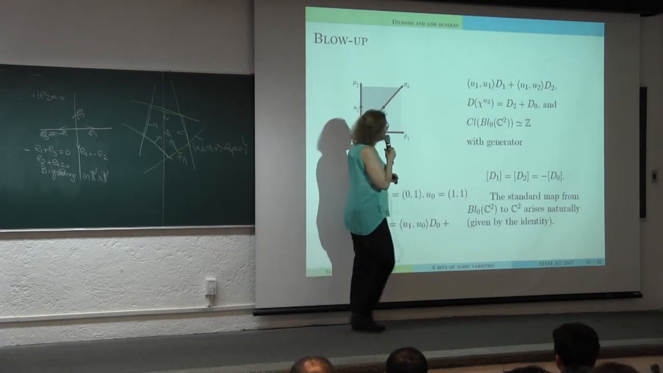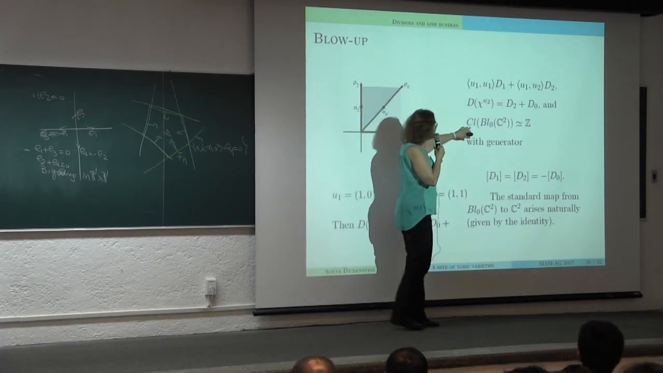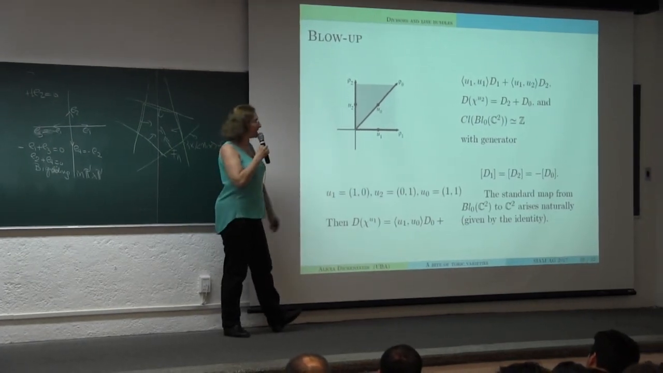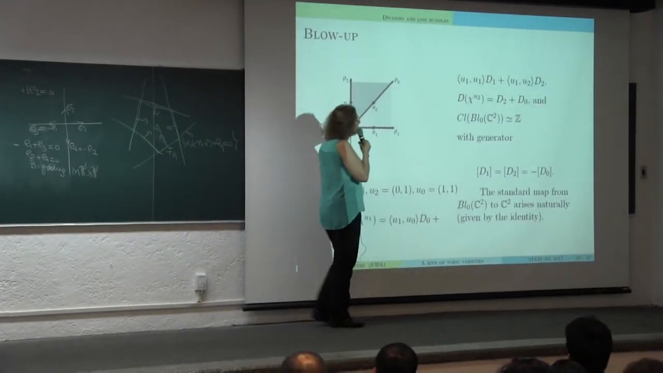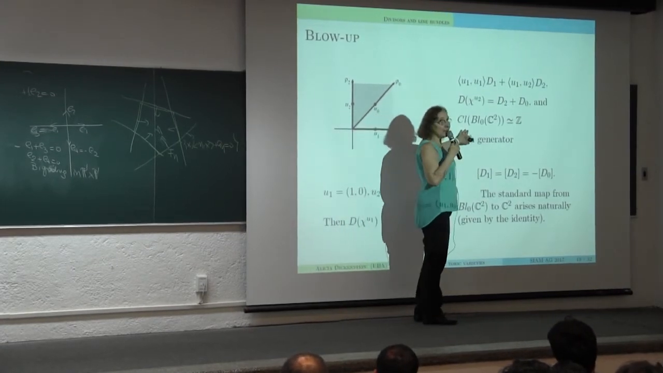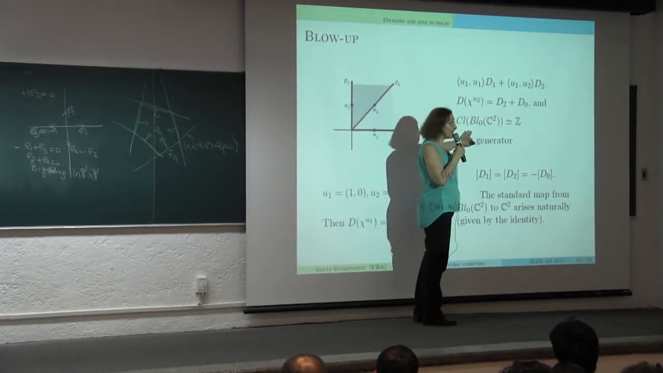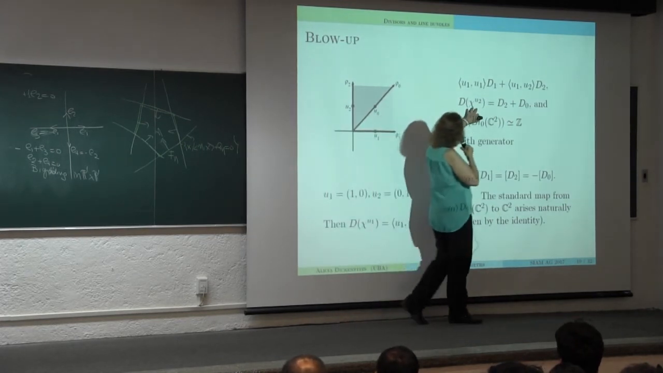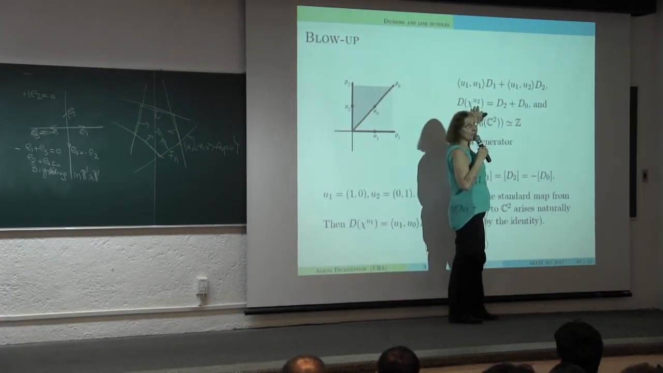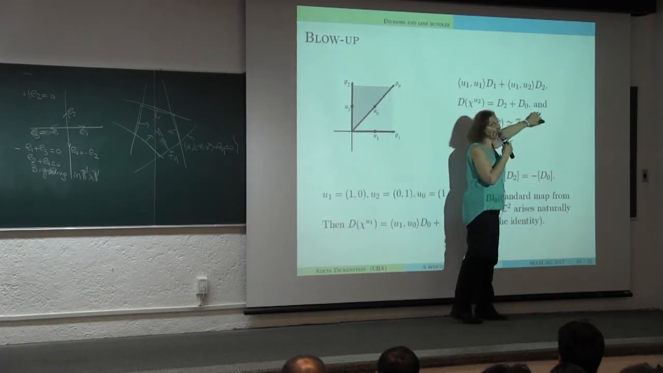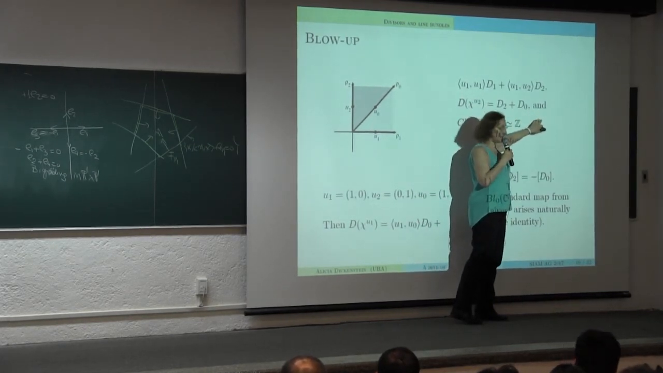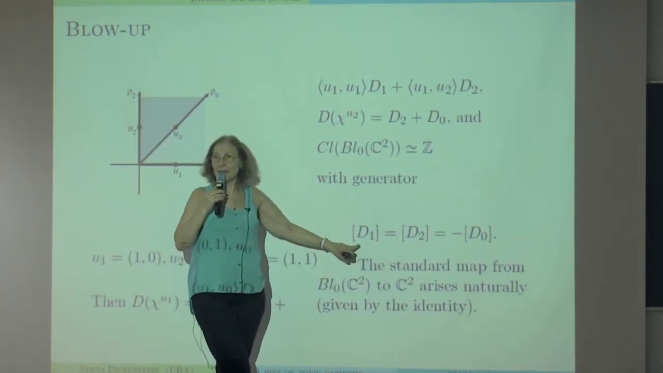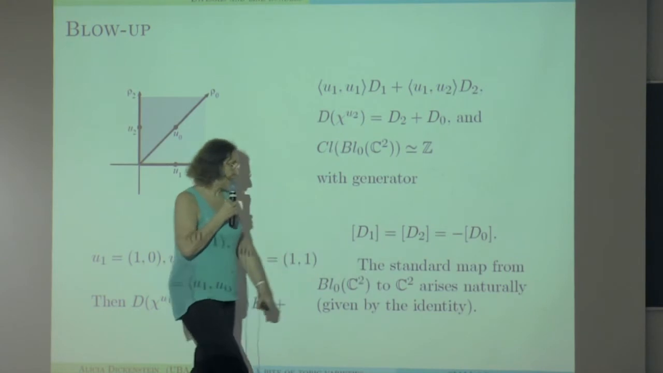And then it's easy to see that in this case I have just two divisors, but I will tell you the general statement in a while. So these are the divisors modulo linear equivalence. This is going to be equivalent to Z. And the generators mean this: this is linearly equivalent to 0, this is the divisor of a rational function. So this is 0, and D1 plus D0 again is 0. So I get that there's one generator. And this happens: the class of this equals minus the other.